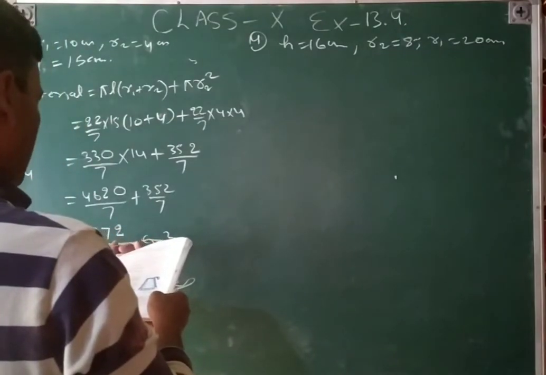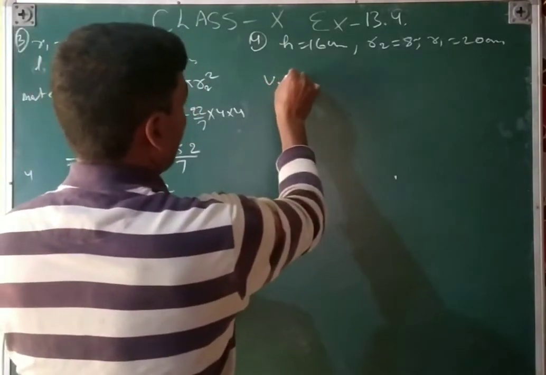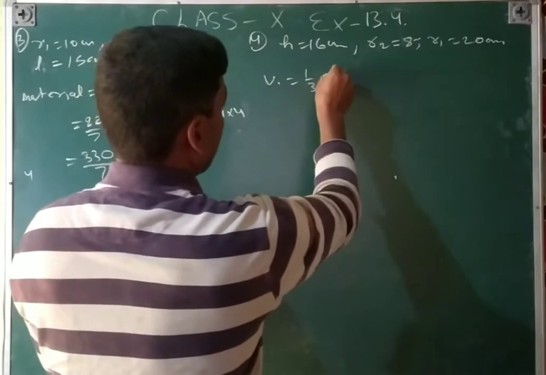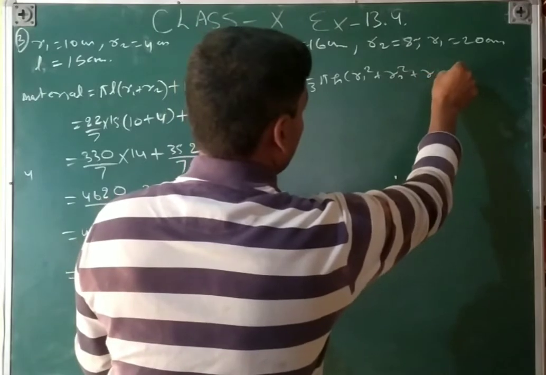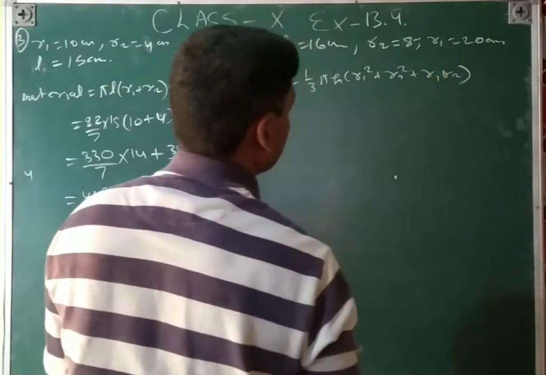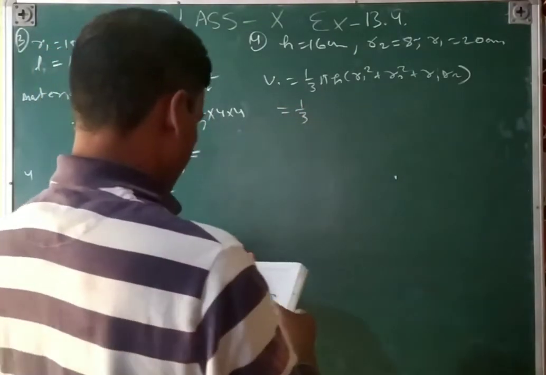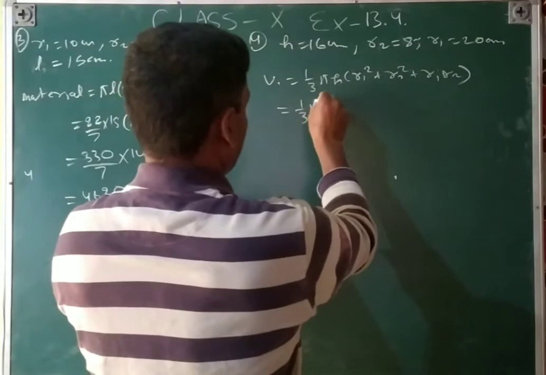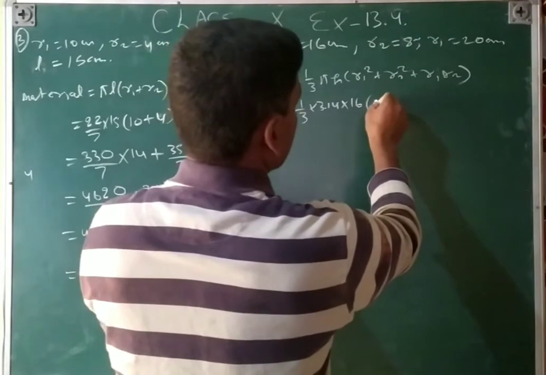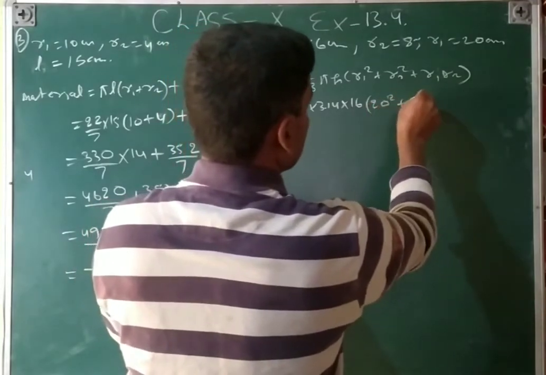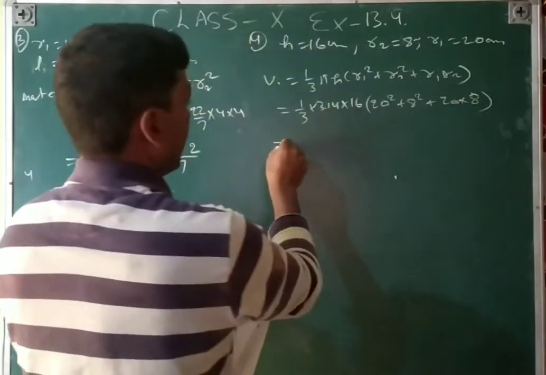Find the cost of the milk. Cost of milk we need to find that. So first of all we will find the volume. Volume is equal to 1 upon 3 pi h into R1 square plus R2 square plus R1 R2. That is 1 upon 3, pi value is given here 3.14, into h is 16, R1 is 20 square plus 8 square plus 20 into 8.